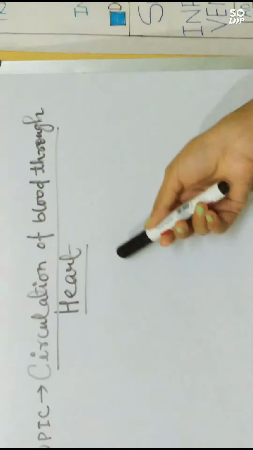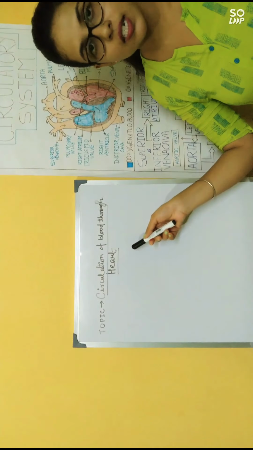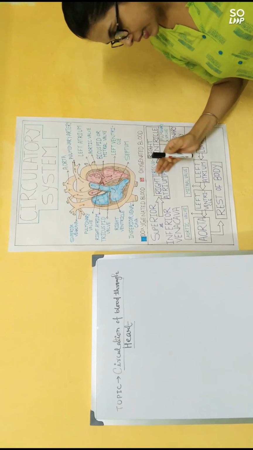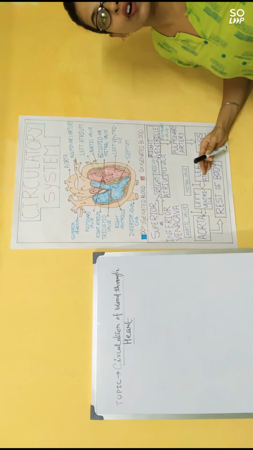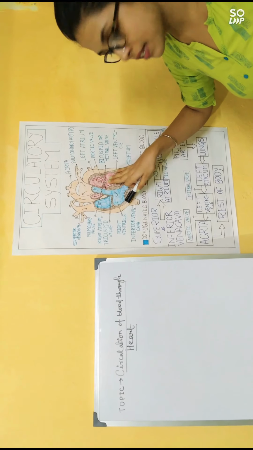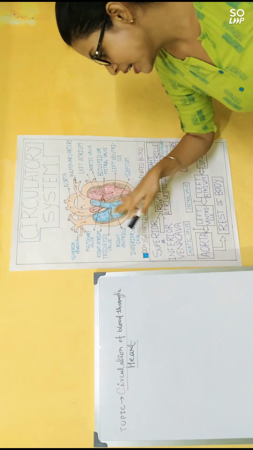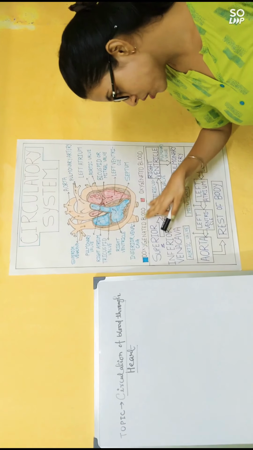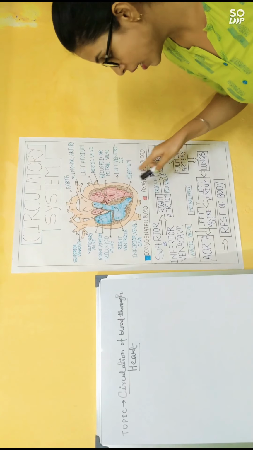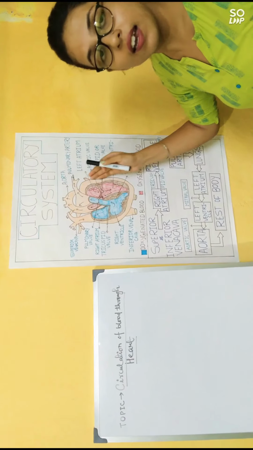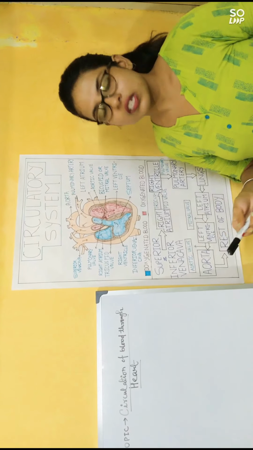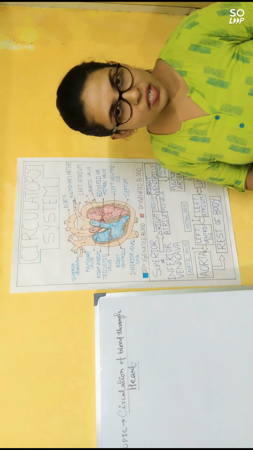So this is today's topic, circulation of blood through the heart, and here we have a chart. This is a section of the human heart and it is a schematic representation of the flow of blood. Here we have two contrasting colors, sky and red. Sky color indicates the deoxygenated blood and red color indicates the oxygenated blood. This is the right portion and this is the left portion of the heart. Now what will happen if the oxygenated and deoxygenated blood mix with each other?